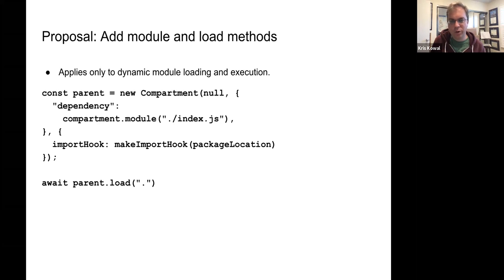With this idea, if I were to say from the parent compartment load the entry point module, which I'm suggesting is called dot in this particular case, what would happen is that if the import hook brings in a static module record for a module that imports something called dependency as a full specifier, the compartment would look to the module map instead of the import hook to find that dependency. In this case, it would see this is a module namespace from another compartment, and it would go and ask that compartment to execute the namespace of that module and thereby make it available to the dependency in this compartment.